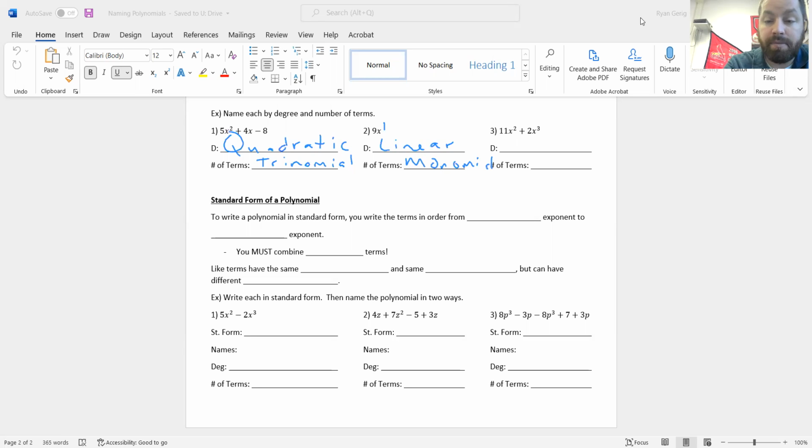Okay, number 3. A lot of people get confused here because they look at it and say, oh, 2, exponent of 2. Careful, look at the whole thing. The exponent of 3 is here. This is a cubic. There's 2 terms, so it's a binomial.